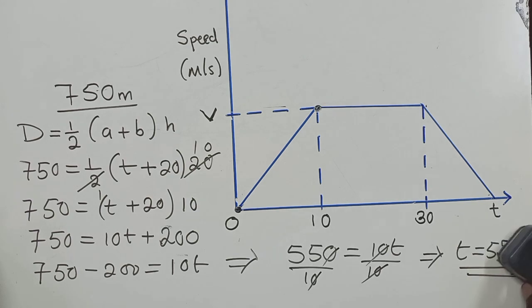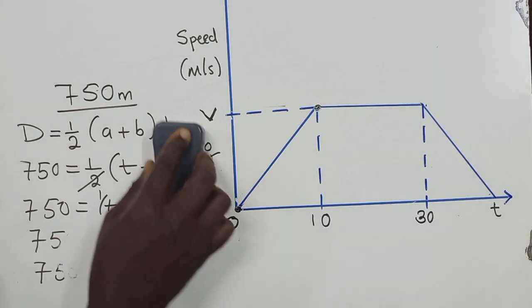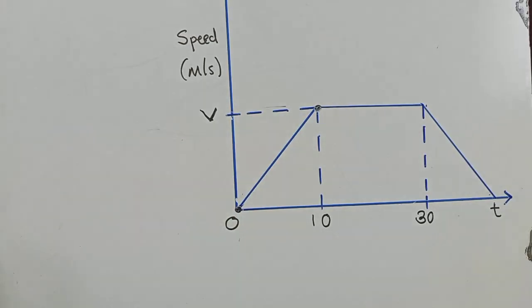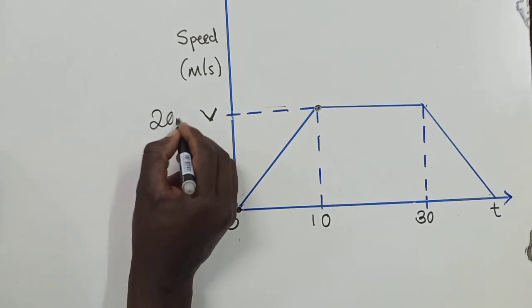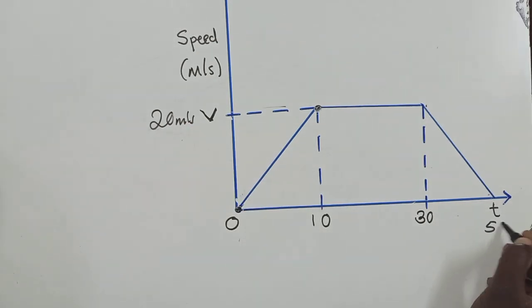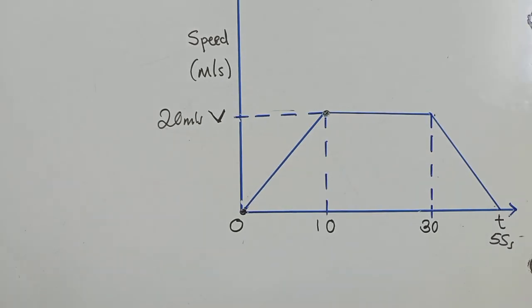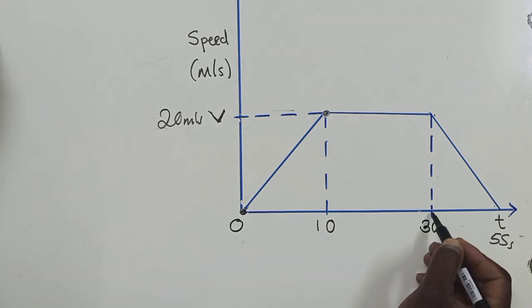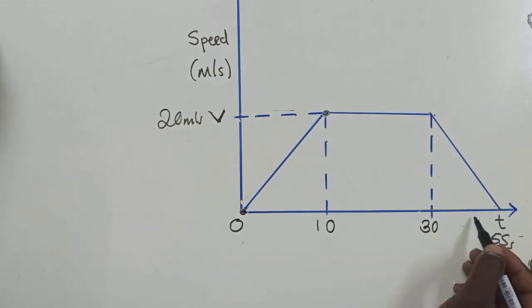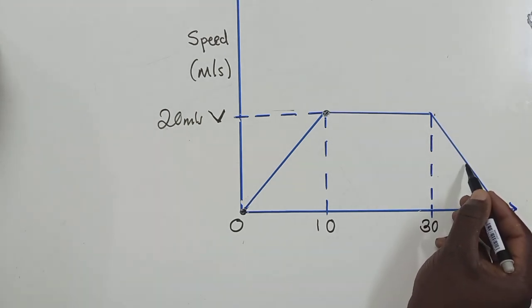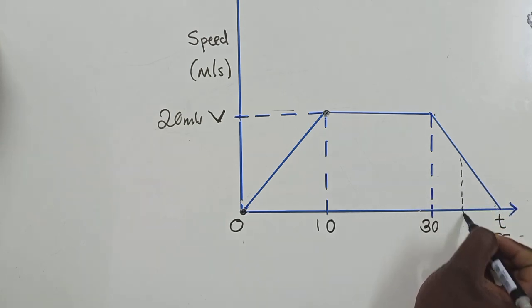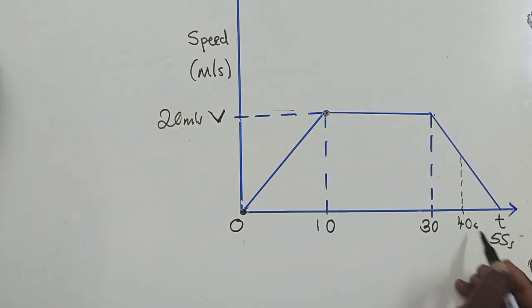Let's check the last question. The last question is where we need to be very, very careful. Okay? We know here we have 20 meters per second. Here we have 55 seconds on t. We just found 55. Now, the last question, they want us to find the speed. What is the speed at 40 seconds? So we know that 30 seconds is right here. 40 seconds must be between 55 and 30. We assume it's here. This is where 40 seconds is.